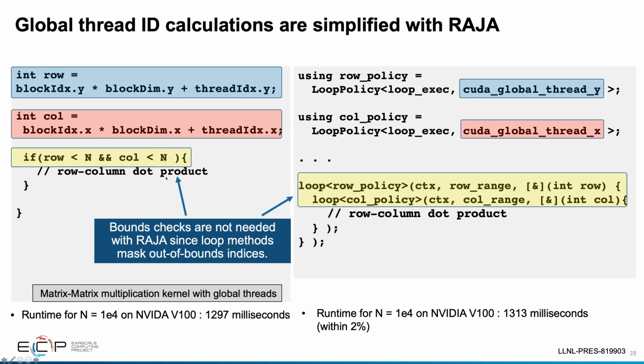And then something else I want to point out is that when you're doing the calculation in CUDA, you would have to do these bounds checkings, but we wouldn't have to do that in the RAJA variants because these loop methods actually take care of out of bounds indexing for you, right? So these loop methods make sure that we're only indexing within the row and column range accordingly. And again, I'm reporting the runtime here, and we found that for this value of n, the performance was within 2% of the native CUDA implementation.